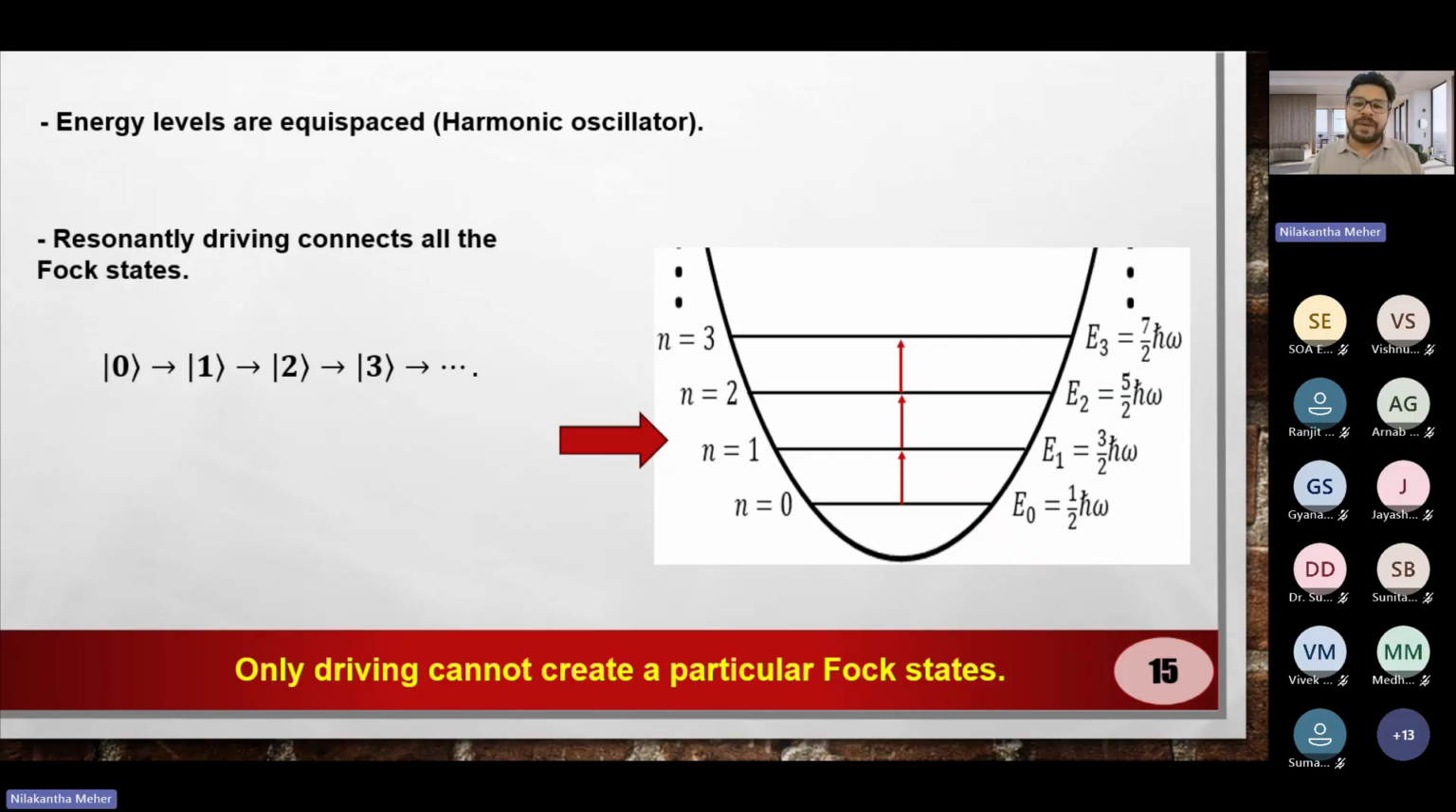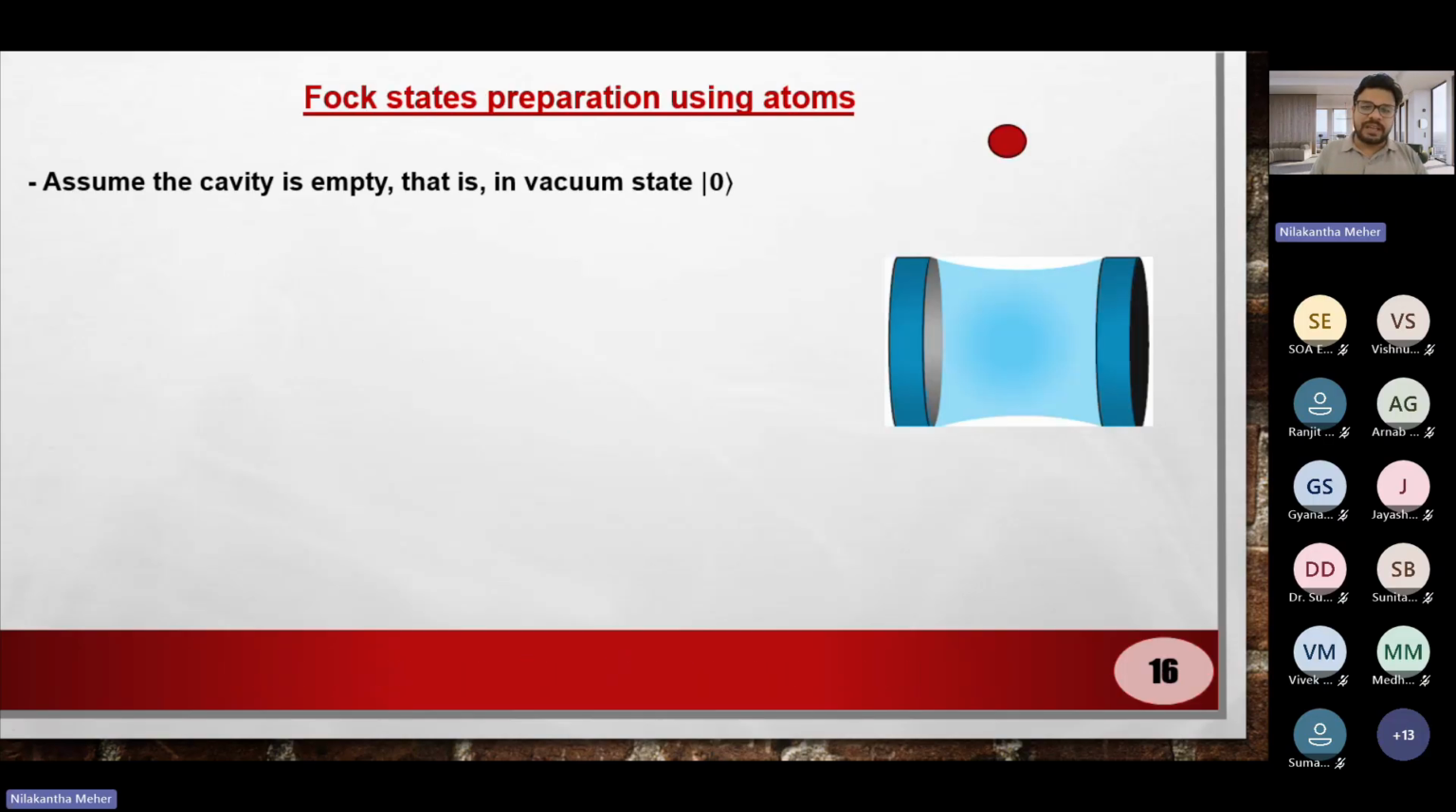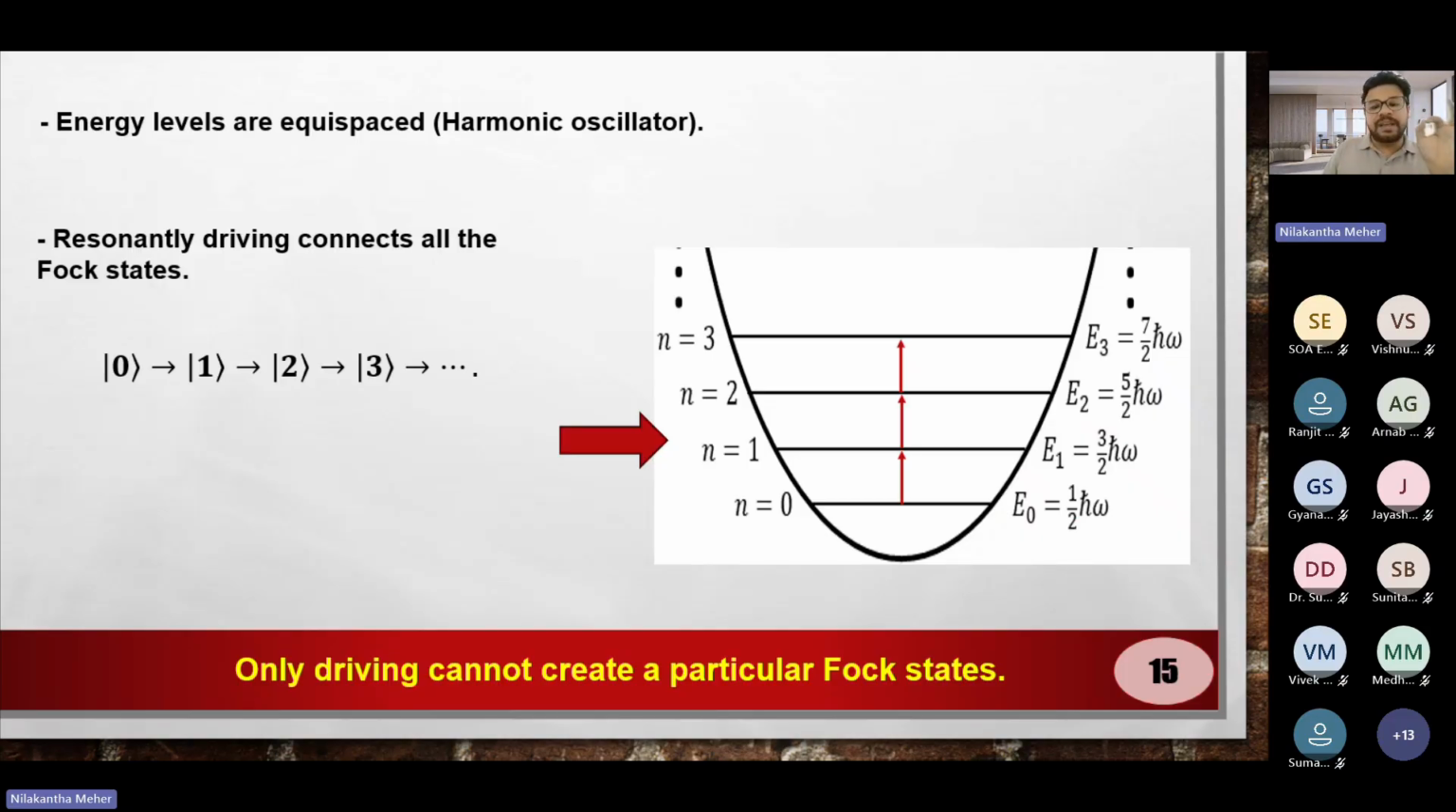Why is it happening? Because this cavity field is considered a harmonic oscillator. It has equispaced energy levels. So if you start from 0, when you are driving, it can jump to 1 and 2 and 3, because it is resonant at all the frequencies. The energy levels are equispaced, so it essentially drives from 0 to any photon number. That's why we are getting the superposition of all the photon number states, because of this signature. So essentially, I can conclude here that we cannot create a particular Fock state or number state this way.